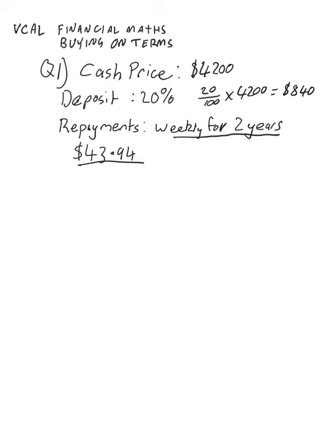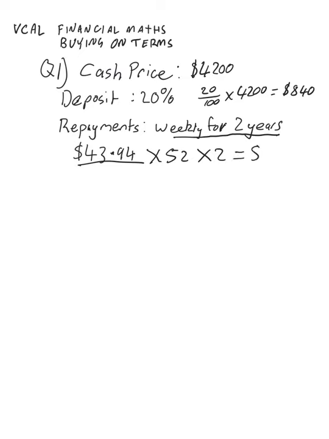So we're paying $43.94 every week, and how many for 2 years? So there are 52 weeks in a year, and we're doing that for 2 years. So that comes to $4,569.76. So you can see we've already paid more than the $4,200 by the time we paid it off.